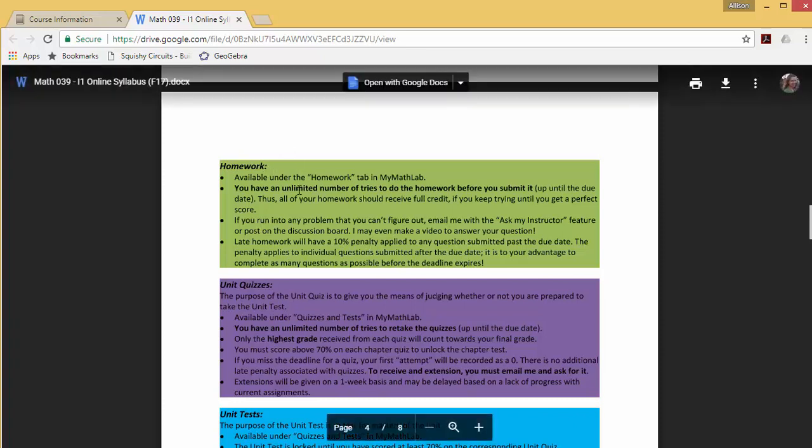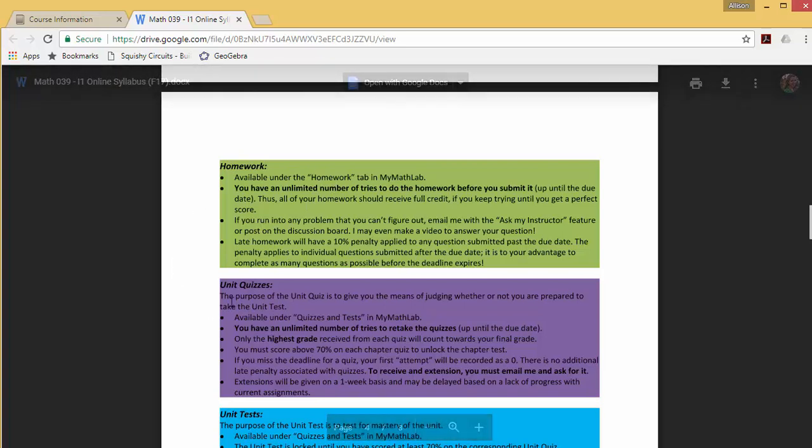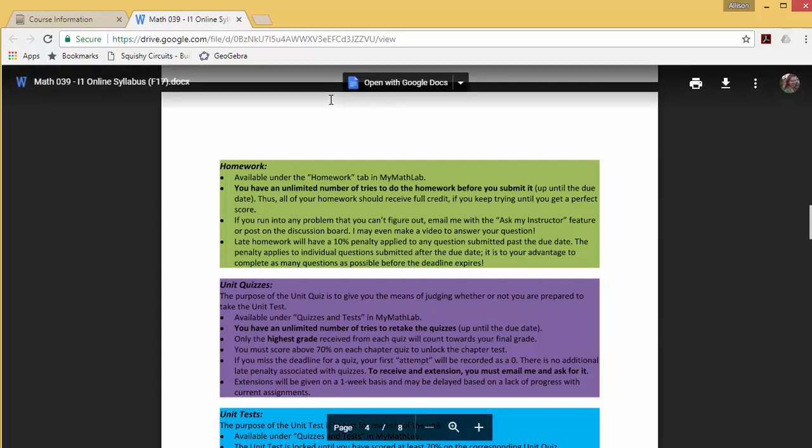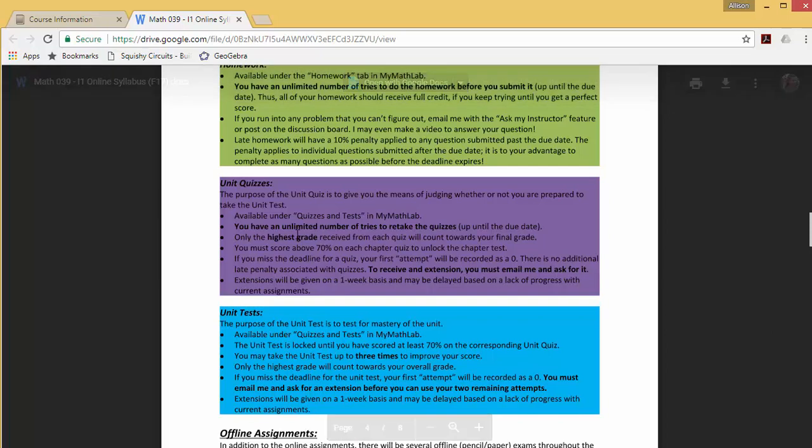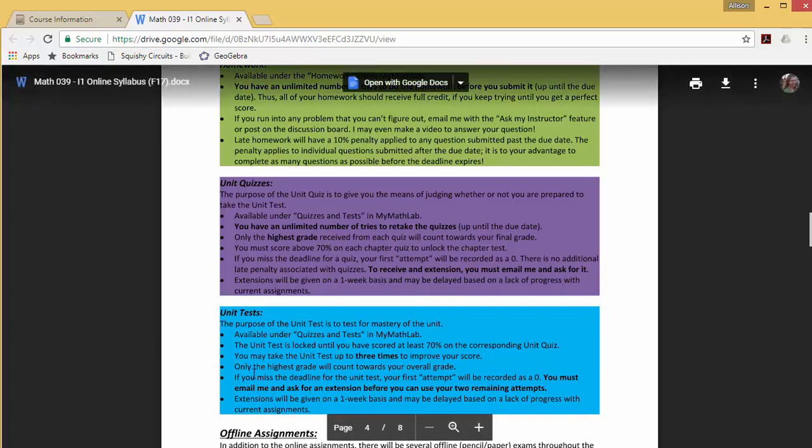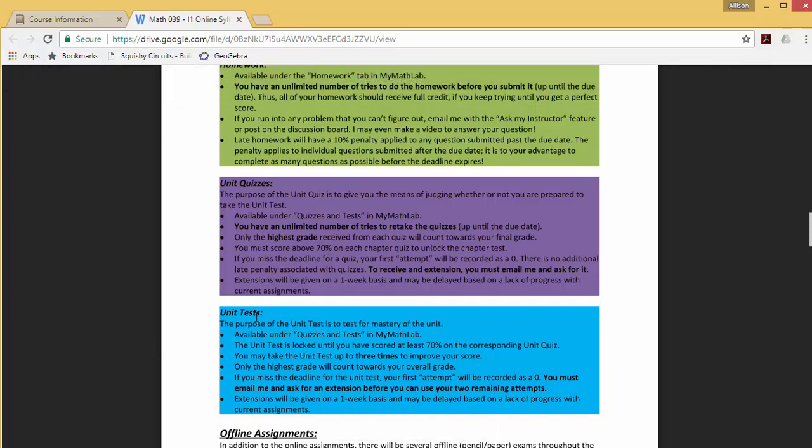So the idea with homework is that it's going to get you ready to take the quizzes. The quiz is going to be over an entire unit. Homework is broken up into sections A, B, and C in a unit. The quiz will be over the entire unit, and a quiz can be taken as many times as you want. You do need to get at least a 70% on it to unlock the chapter test. Once you get your 70%, you can go higher if you want, but then that test is unlocked, and you can take that test up to 3 times to improve your score. Only the highest grade counts.